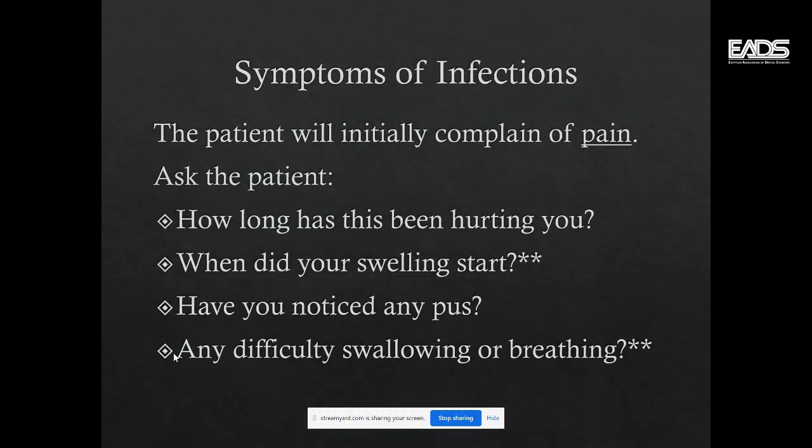So the patient will initially complain of pain. Please ask, how long has this been hurting you? How did your swelling start? Have you noticed any pus? Any difficulty swallowing or breathing? These are some of the questions that you can ask a patient so that it can give you a lead to what type of infection, where it is spreading, and for how long it has been spreading.